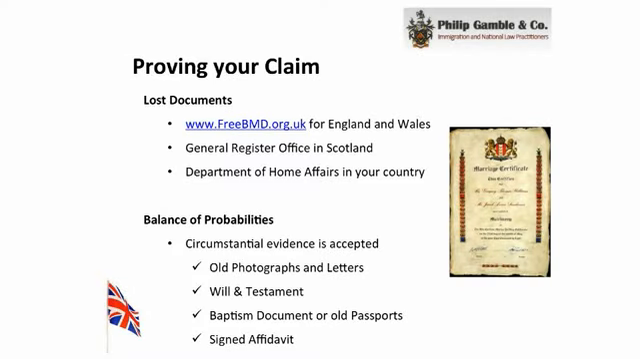Many of the application types that we've been talking about require old documents, and sometimes these documents may be lost. Where we have a lost birth certificate, you can use the website address listed here, providing the birth took place in England and Wales, to find duplicate copies. A similar organisation exists with the General Registrars in Scotland. For those that are overseas, the Department of Home Affairs of the country concerned will have to be consulted with a view to picking up duplicate documents.